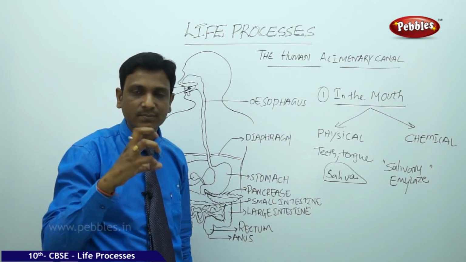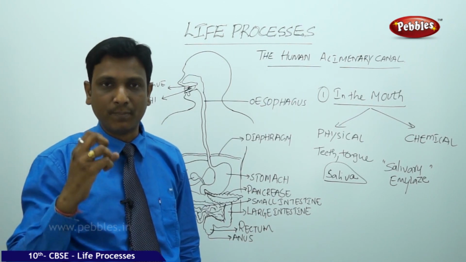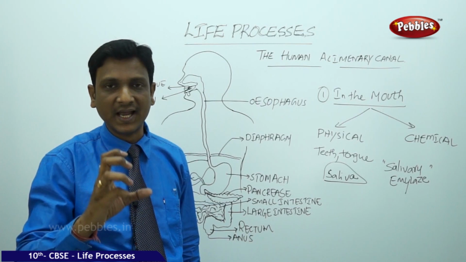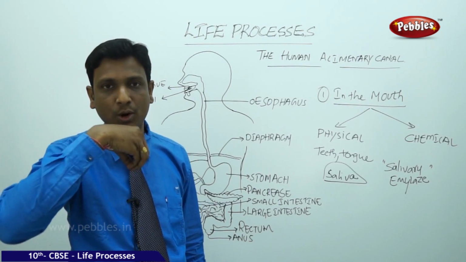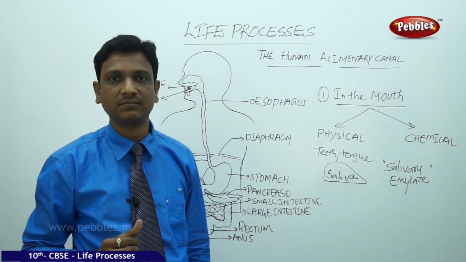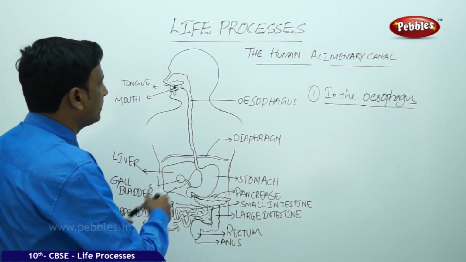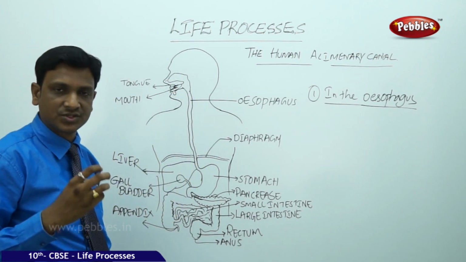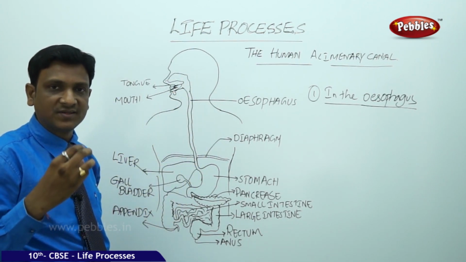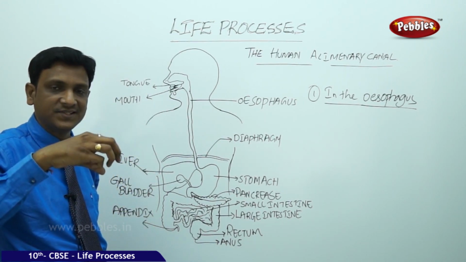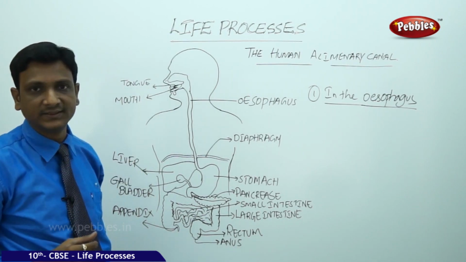Once the food is made into a fine paste and a part of it is digested by salivary amylase, the food is now a bolus, ready to be swallowed and sent down into the next part of the alimentary canal. The food, chewed well and made into a soft paste, is easily passed into the esophagus. But how does this paste, the bolus, move in the esophagus?